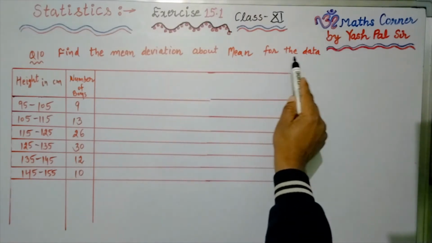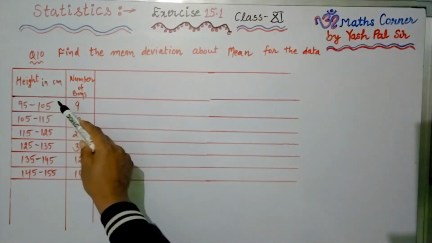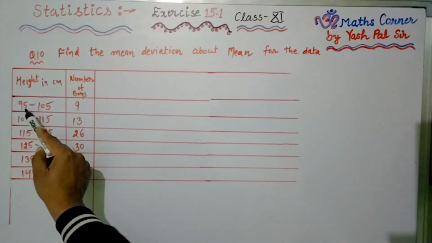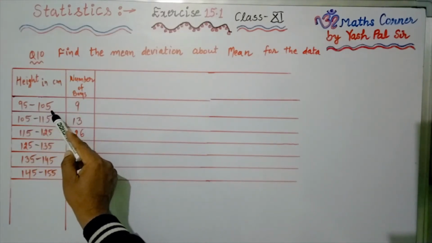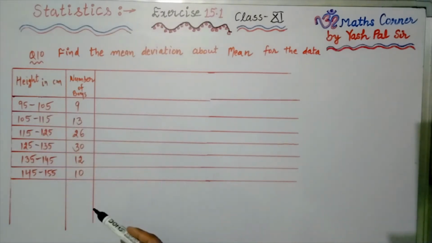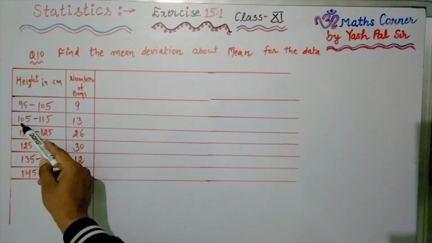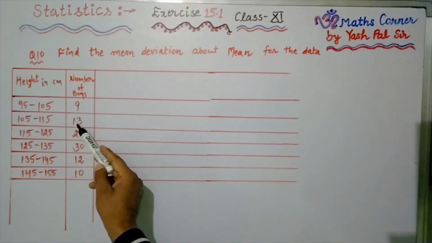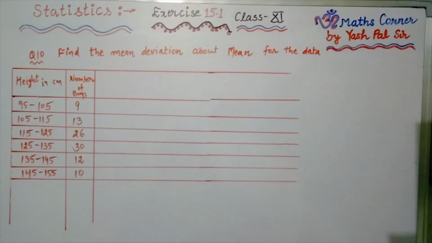Now question number 10. Find the mean deviation about mean for the data. Height in centimeter, number of boys. 95 centimeter to 105 centimeter, this height is of 9 boys. 105 centimeter to 115 centimeter, this height is of 13 boys. Like this data is given.